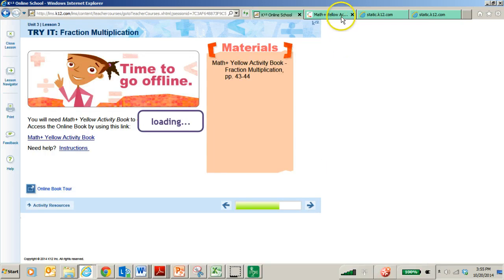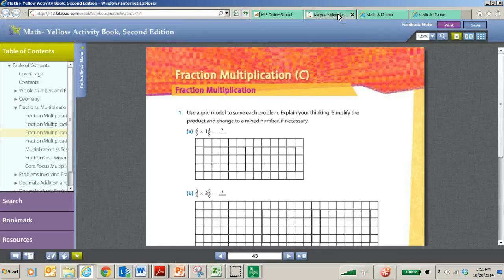What we're going to do is also head over to the student activity book, and you will see that they use a lot of grid paper to show 2/3 times 1 and 3/5. Well, just like we did before in the previous unit, you could draw circles to show everything in this one. We have the whole thing filled up. We have the whole, and then we could have 3 of the 5. So draw circles, 1, 2, 3 of the 5.